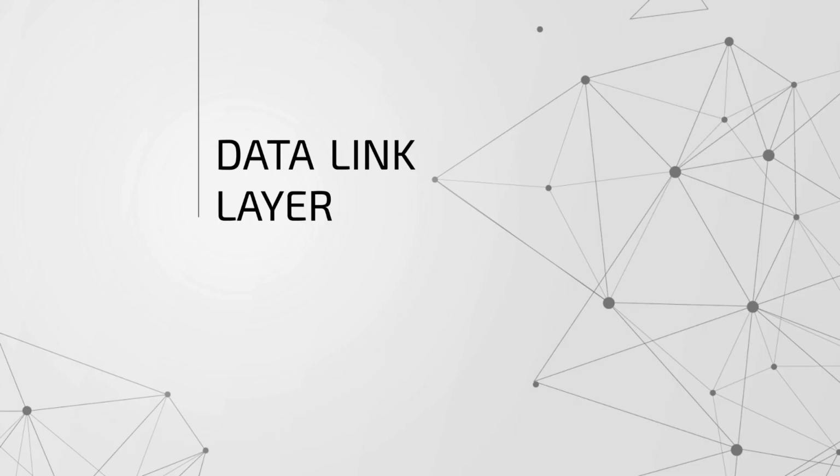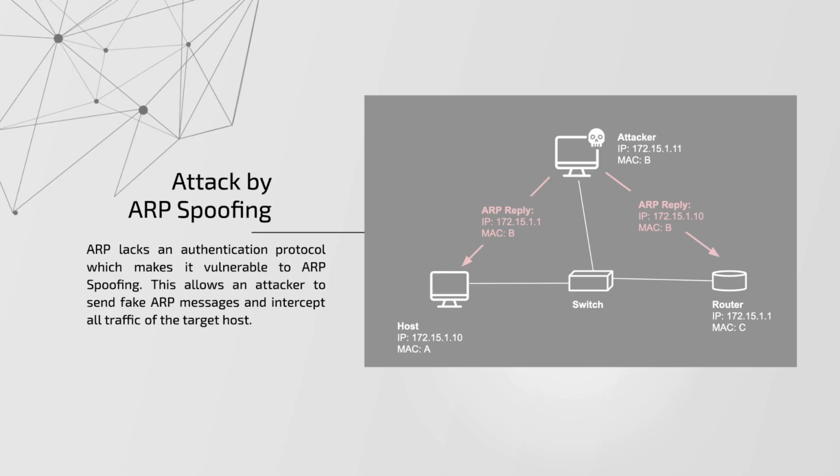Next is the data link layer. As covered in this course, the Address Resolution Protocol (ARP) is a communication protocol used to resolve IP addresses and MAC addresses via the data link layer. A client host will need to send an ARP request to the TCP/IP network to obtain a physical address. However, ARP lacks an authentication protocol, which makes it vulnerable to a type of man-in-the-middle attack known as ARP spoofing.